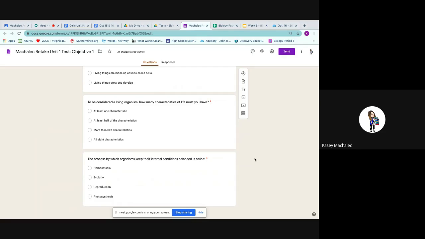Once you finish, don't forget to hit the submit button at the bottom and let me know that you finished it so I can go and grade it and put in the gradebook.